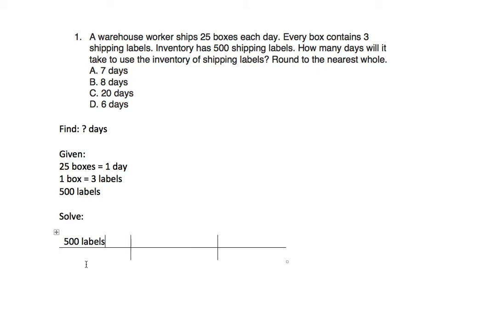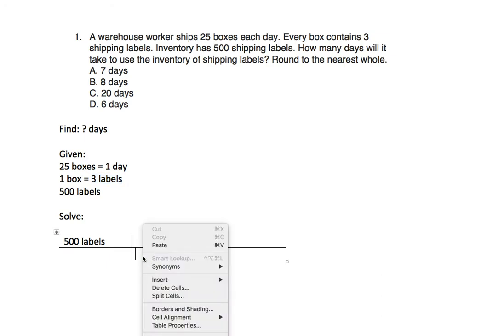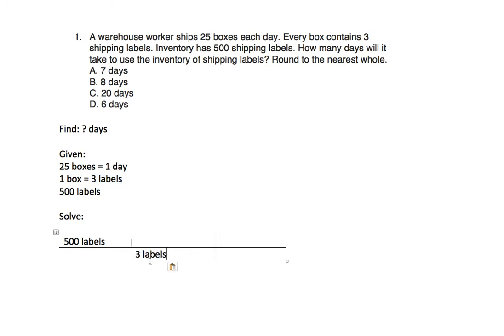And then for our next step, we don't even need to really go back to the question. What we're going to look at here is labels. What else do we have that involves labels? Right here. So if you put labels on the top here, that is what goes on the bottom in the next part of the grid. 3 labels, and what is 3 labels equal to? 1 box. And what we can do now, just like in algebra, is cancel our units of labels.